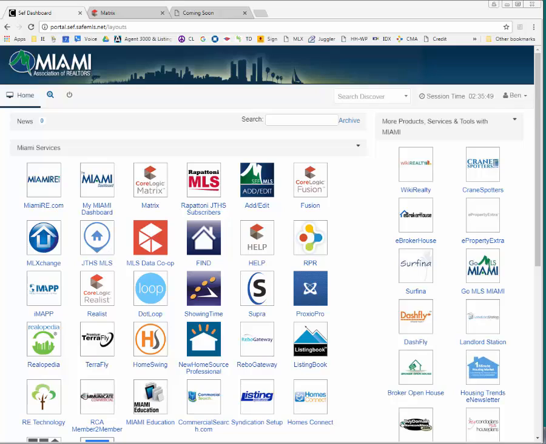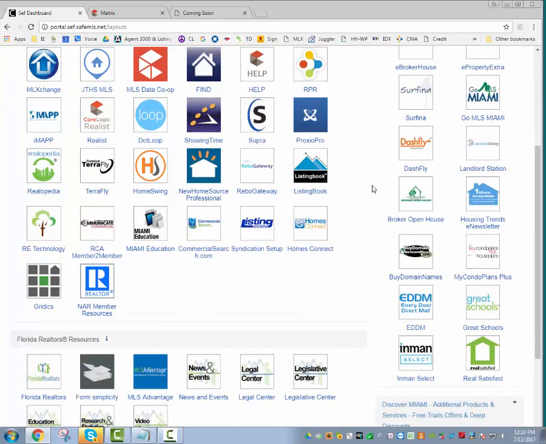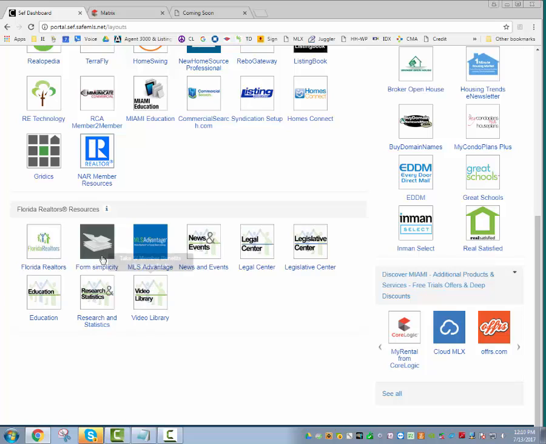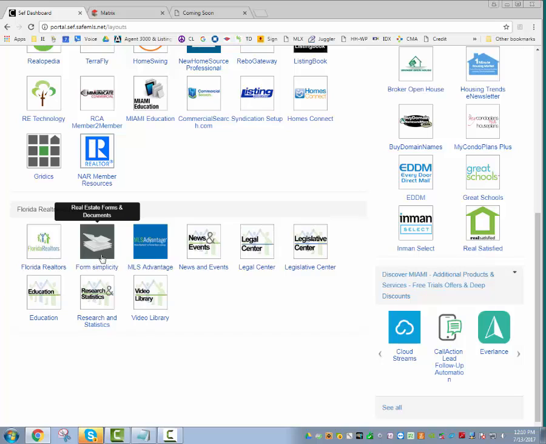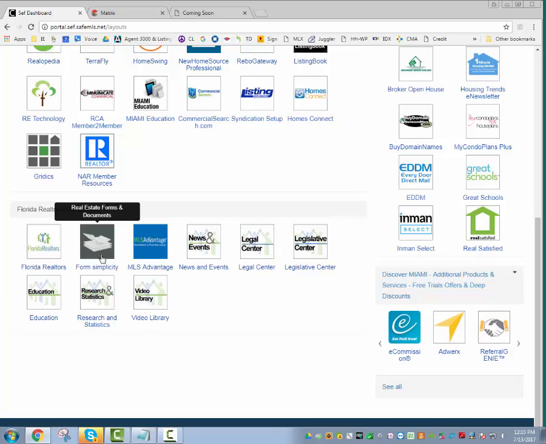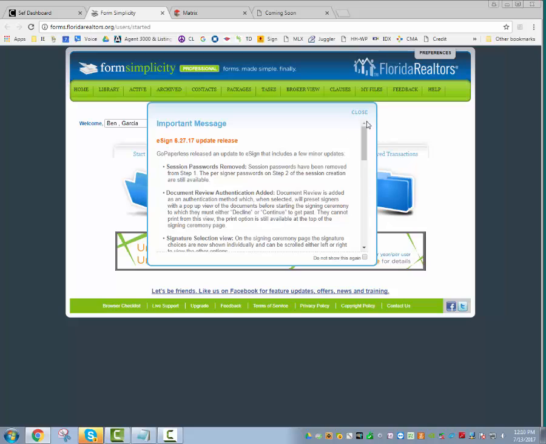I'm Ben Garcia, the broker, and I will be going through a Florida contract to lease today. So we will assume that you are logged in to your board, either Miami, Fort Lauderdale, what have you. You will look for Form Simplicity right here on the Miami board. It's at the bottom. This is where you'll find all of your forms and documents related to all your transactions. So today we're going to be going through the contract to lease.